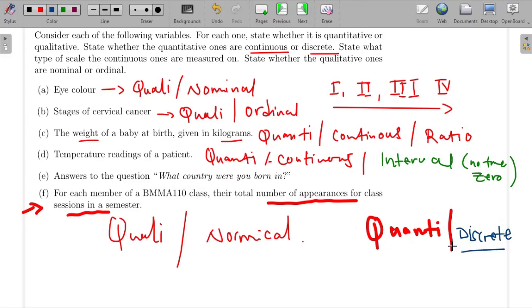Now, for discrete variables, we cannot classify them under any measure of scale. It can be nominal, ordinal, ratio, or interval. So if your data is discrete, then you just end there. There's no further classification that can be done. So for F, the answer is that this describes a random variable which is quantitative. And since it's counting something that is easily countable, it is discrete. All right, so we are done with that question.